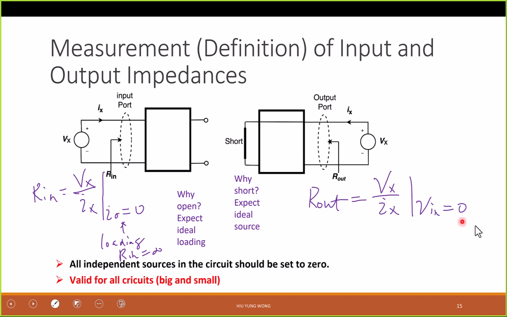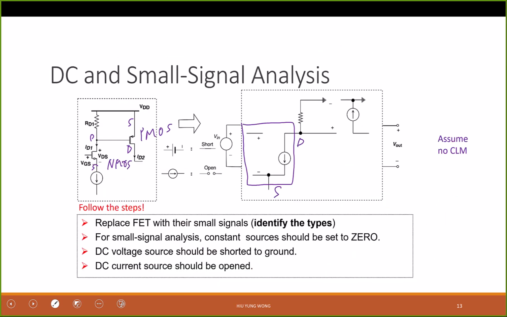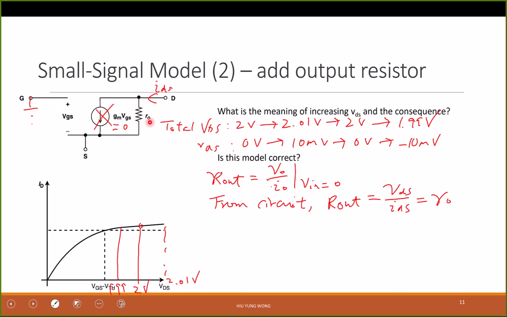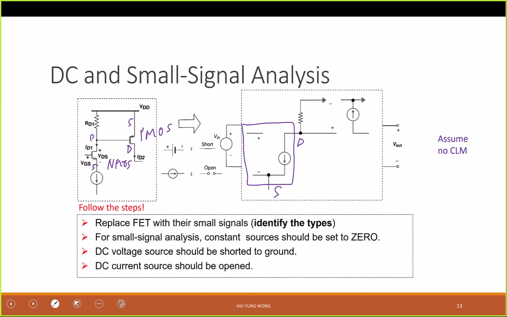Think about it. I hope you can relate. If not, at least you need to memorize the definition and the condition. This is very important, right? And this goes back to here. When I try to find this RO, I short the input, remember? So if I want to measure the RO of this transistor, I short the VGS. And because this is short, this is open. Okay.